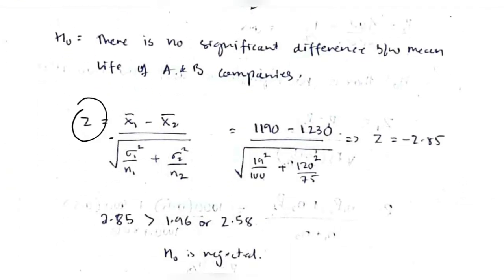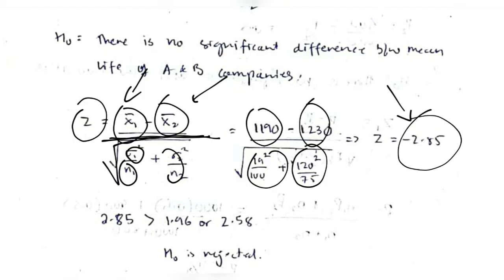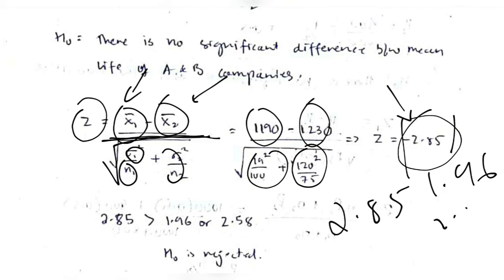Z is equal to, in the numerator we have x1 bar minus x2 bar, and in the denominator we have the square root of sigma1 square by n1 plus sigma2 square by n2. Alright, we have these values here, all are given in the question. We will be substituting those values in the equation to get the final Z value. In the Z value you have to take the mod, so it will be 2.85. We will be comparing with 1.96 and 2.58, right? It's greater than 1.96 and greater than 2.58.